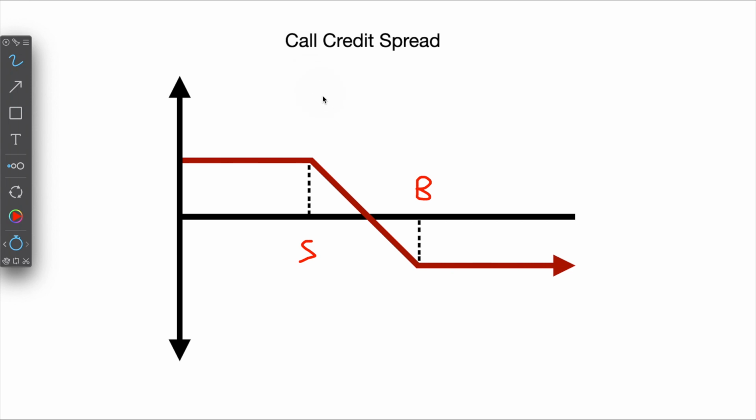So if you're bearish and you want to sell a call, but you don't want to have unlimited risk, which is completely understandable, you can do what we call a call credit spread. As I said, you're going to sell one call at a certain strike and buy another call at another strike.